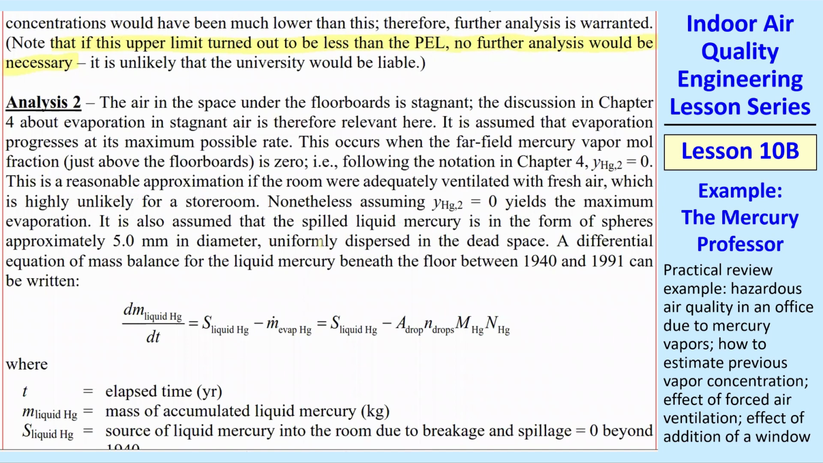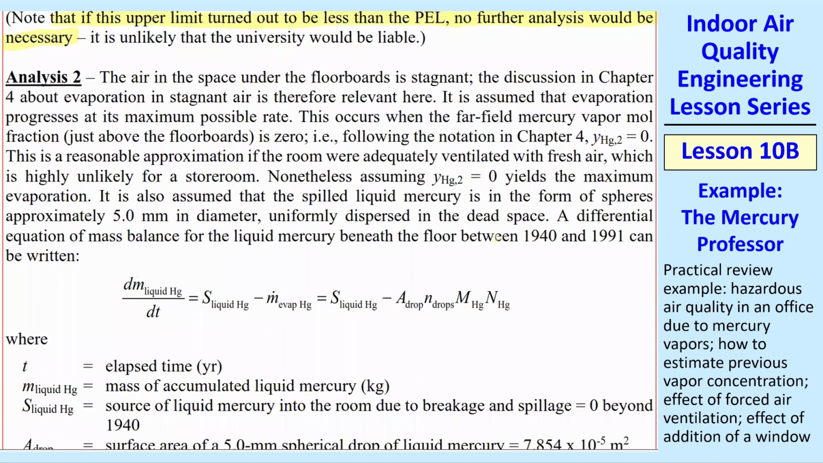So we have to continue the analysis. Analysis 2 is to estimate the amount of mercury vapor in the room. So here's a review of the evaporation stuff. Mercury is a liquid that's evaporating, just like we had in containers and in puddles. So we know how to analyze that.